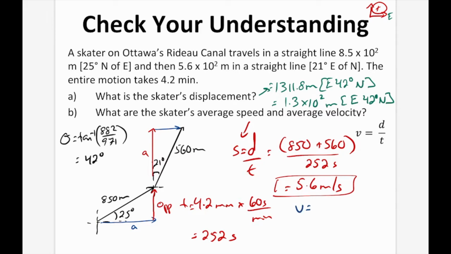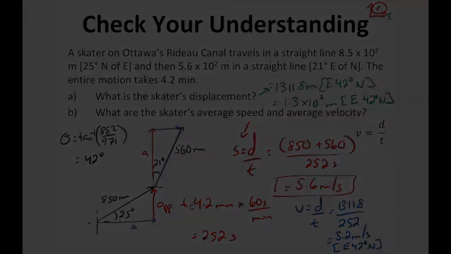And the average velocity is going to equal our displacement divided by our time. We already found our displacement was 1311.8 divided by the same time, 252. And that gives us a velocity of 5.2 meters per second at an angle of east 42 degrees north. And that concludes our lesson on two-dimensional motion.